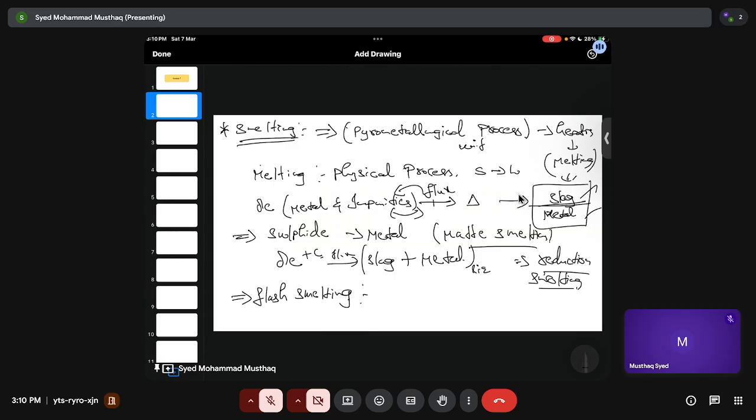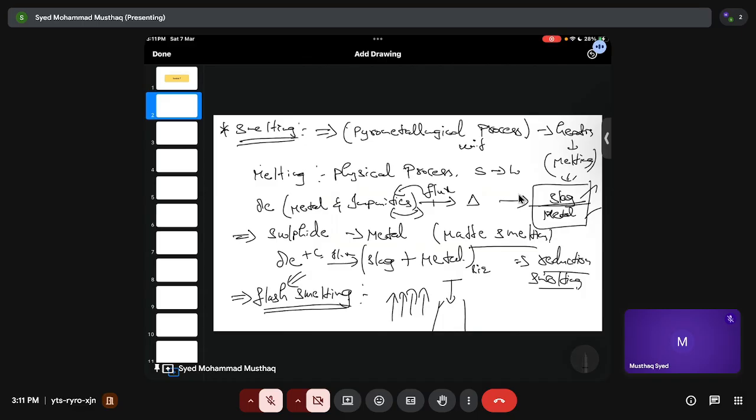Now what is flash smelting? Just like the name suggests, it happens at very fast intervals. It won't take as much time as the other smelting processes like matte and reduction smelting. It happens within a few seconds. In flash smelting, you disperse the powder and you blast air or oxidizing elements, and because of the high surface area, you are dispersing your powder particles in a shaft.